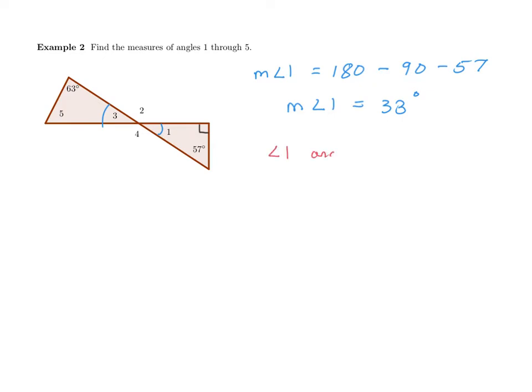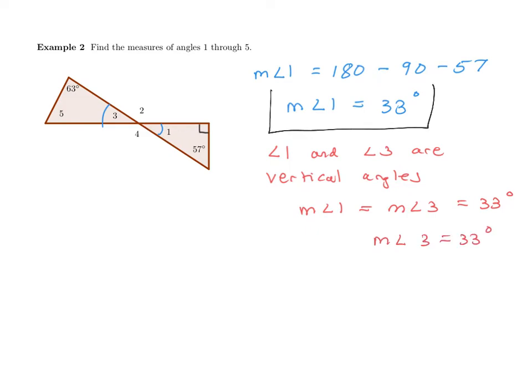Angle 1 and angle 3 are vertical angles. And therefore, their measures are equal. The measure of angle 1 is equal to the measure of angle 3. Therefore, they're both 33 degrees. So this one's 33. And this one is 33 as well. So I'll state that here. We have the measure of angle 1 and also the measure of angle 3. Now what about either the measure of angle 2 or 4?